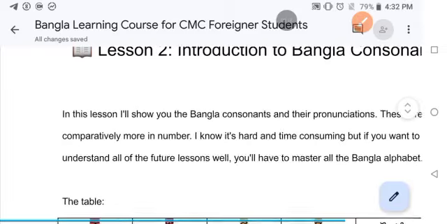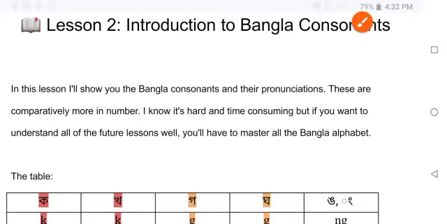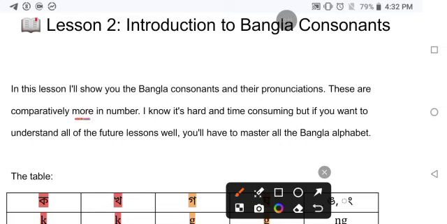In this lesson, the consonants are completely more in number. It's really more and hard, but don't worry. Lesson 1 is for vowels and lesson 2 is for consonants, and there's no more lesson for learning the alphabet. So this is the last one for alphabets, and then we will practice all of this, and hopefully then you will remember them more. It's time consuming, but you have to master this.